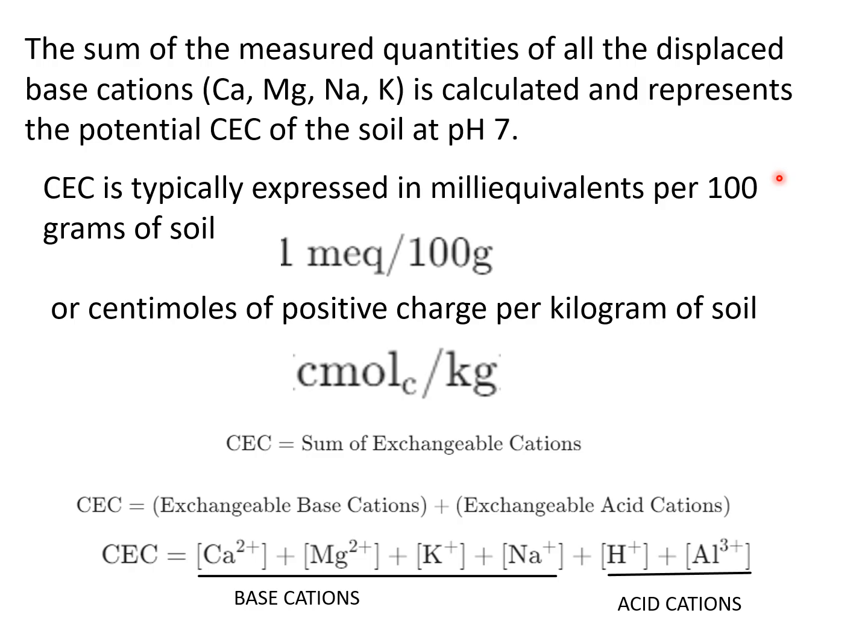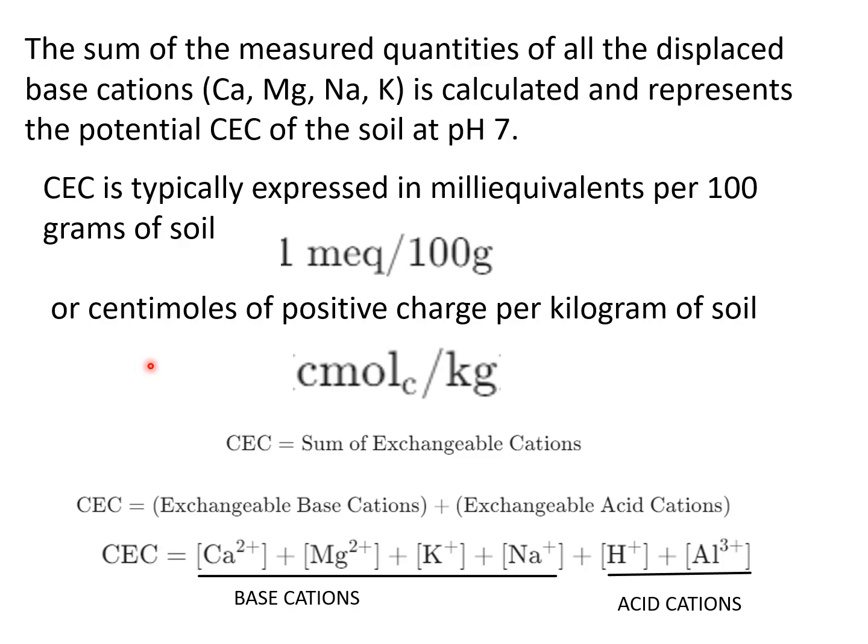Now let us look at the formula, or how we express CEC. The sum of measured quantities of all displaced base cations is calculated and represented in the form of potential CEC of soil at pH 7. Why pH 7? Because we used a buffered solution of 1 molar ammonium acetate at pH 7. CEC is typically expressed in the form of milliequivalents per 100 gram of soil. So this is the CGS unit, milliequivalents per 100 gram of soil.